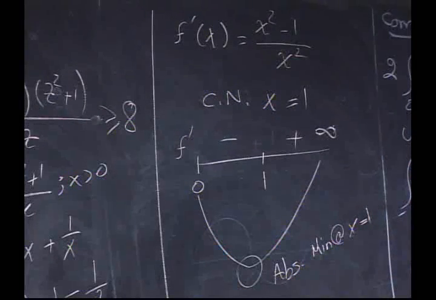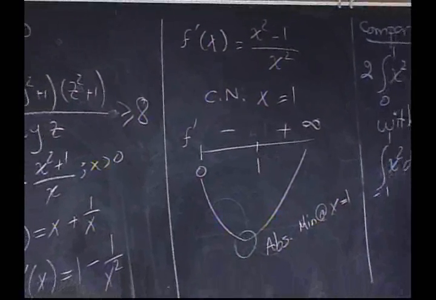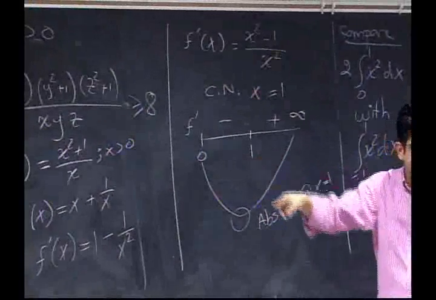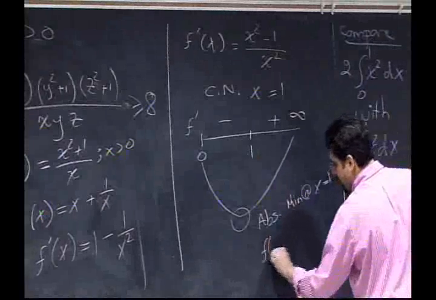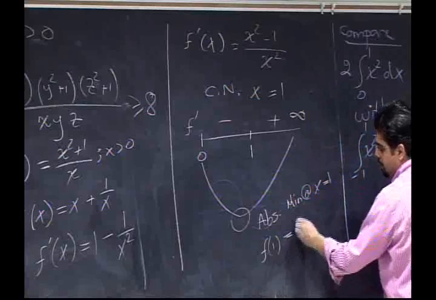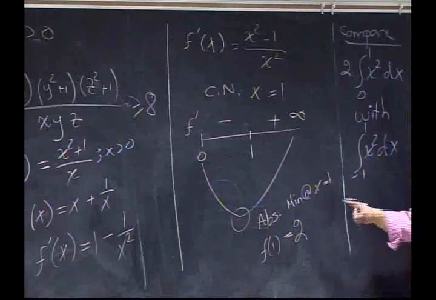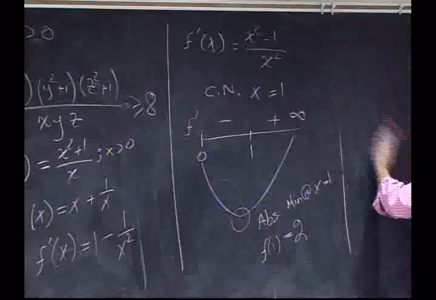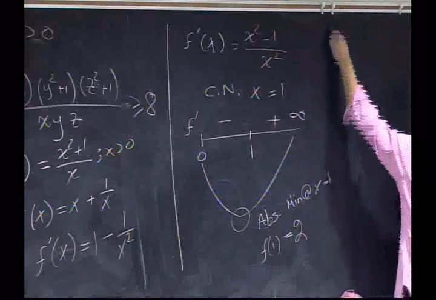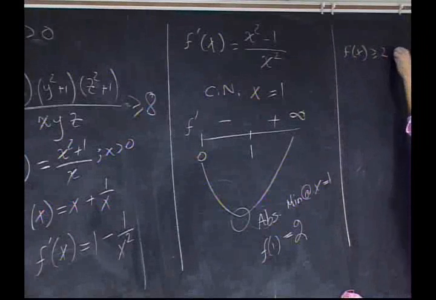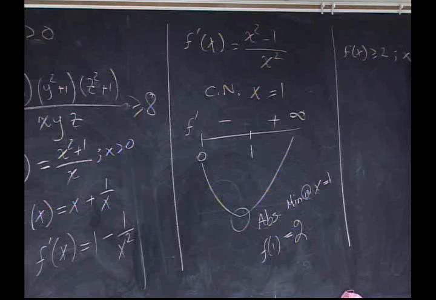So there's an absolute min at x equals 1. To figure out what the value of that min is, I plug that into the original function: 1 squared plus 1 over 1, which is 2. That's the absolute min. That means that f of x is greater than or equal to 2 for all x greater than 0. Right? Does that make sense?